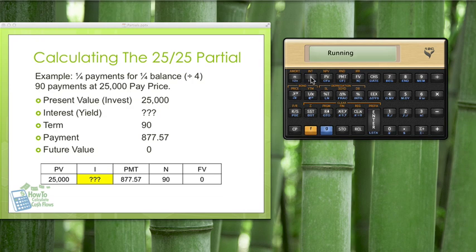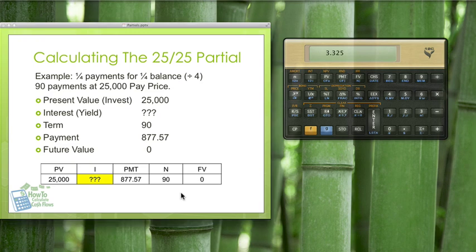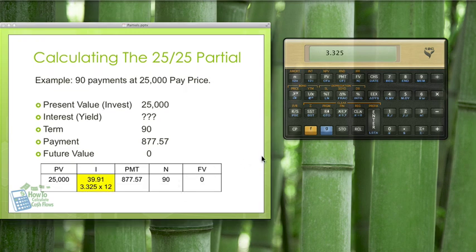We're going to say, what is our yield if we pay $25,000 for the next 90 payments? Now it comes back with 3.325, and if you times that by 12, you get 39.91. So we'll just do that. We'll go enter and 12 times, and we see we get 39.906, or 39.91 when you round to two decimals. So wow, our yield even went up more when we did this 25-25 over the 50-50. So it's a really great strategy.